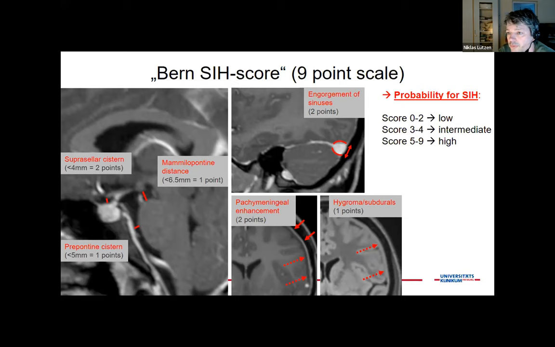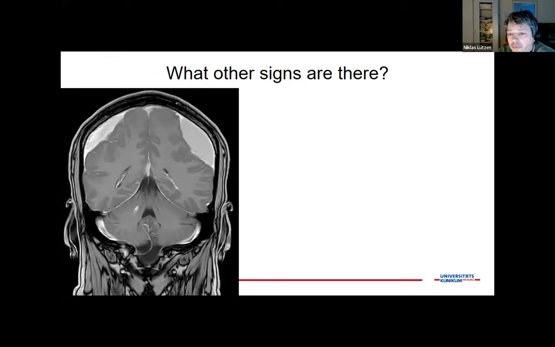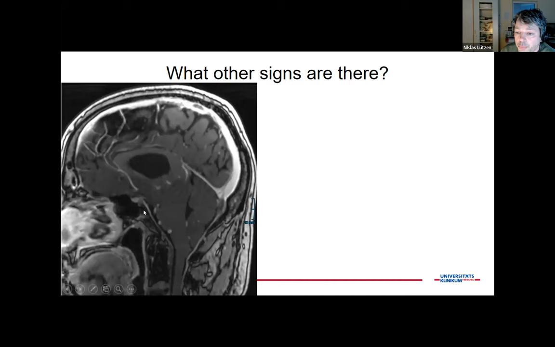What else can we see on MRI imaging of the head? There is not only a hygroma or subdural hematoma, we can sometimes see space-occupying acute bilateral subdural hematomas in these patients. In this patient, we clearly have brain sagging, but not only that, we have a tonsil herniation. This might be dangerous, as Christian has already told you. It may produce an entrapment in the foramen magnum, and this might be life-threatening, but it is not very often.